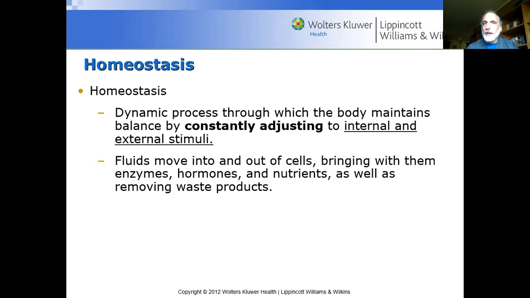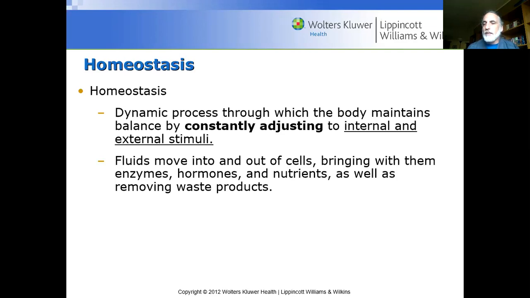Enzymes, hormones, nutrients, all of those things that are required for normal body processes, as well as getting rid of the wastes of those processes. Now, as we've covered previously, C6H12O6 plus 6O2 yields CO2 and water. Glucose and oxygen, burn it for energy, produces CO2 and water.